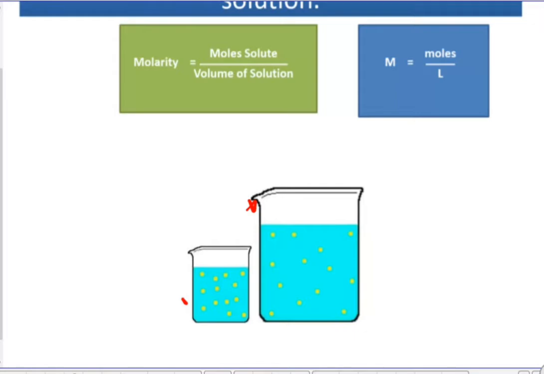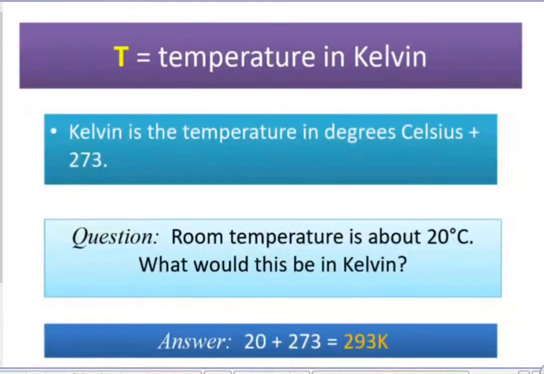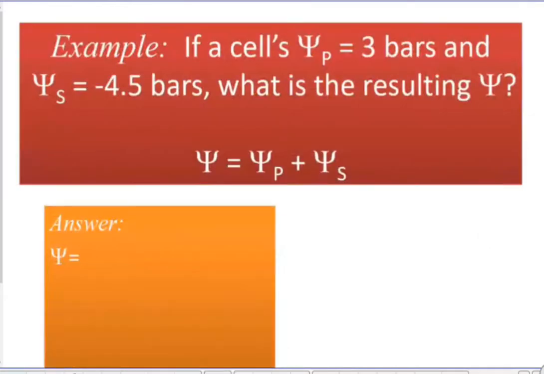Coming up next is the pressure constant. Your pressure constant is always going to be 0.0831, and you can also find that on your formula sheet. Temperature, we need to convert to Kelvin. You're almost always going to be given your measurements in Celsius. You convert by adding 273 to your Celsius measurement.